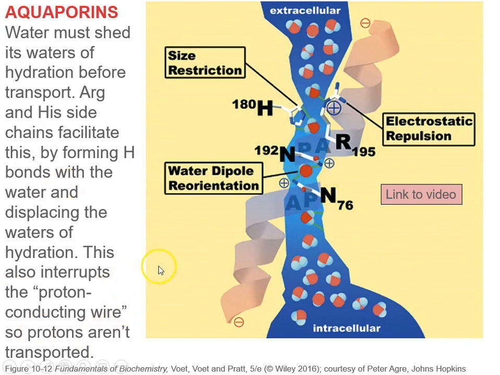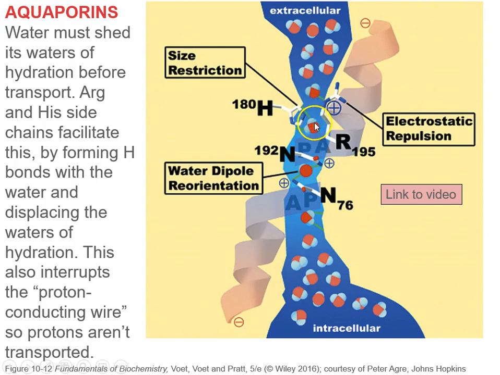So it's really important when we're transporting water molecules that we transport the water molecules one at a time, and I think you can see that in the video. But we have to make sure that we don't transport H plus or OH minus ions, because that would cause a proton conducting wire, and we don't want that. We just want neutral water molecules.